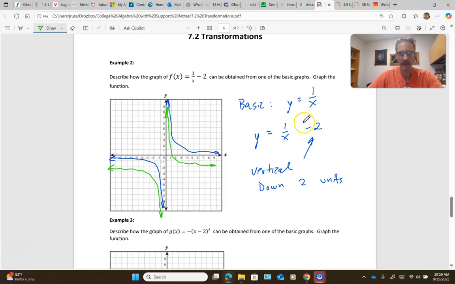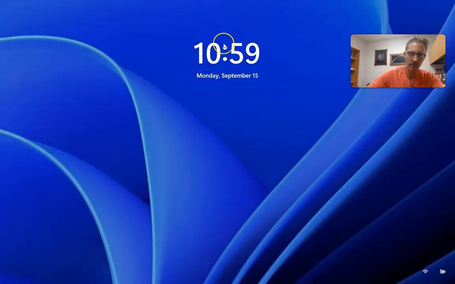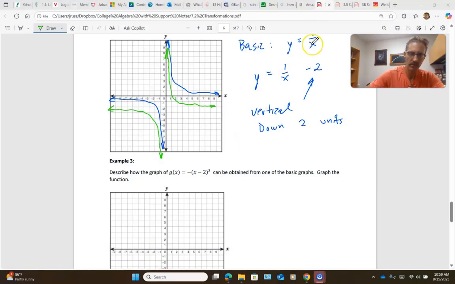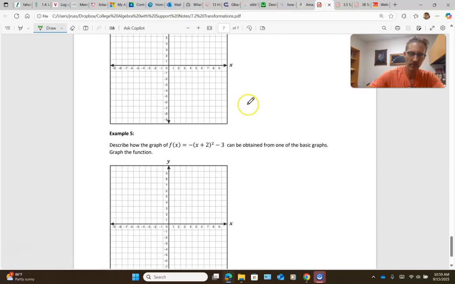Okay. Alright, let's go to... Computer froze again. This is... Okay, and just like last time, I'm frozen again. Alright, well, we can continue though.